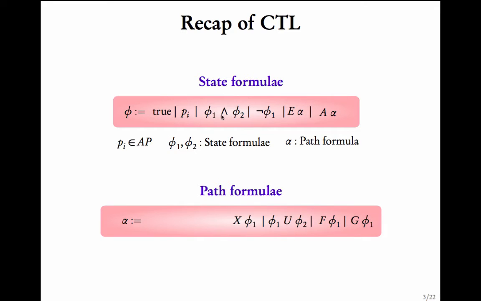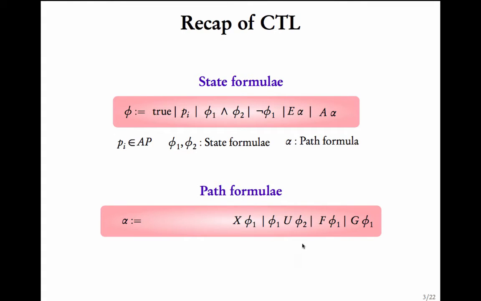Now, what about phi1 and phi2? phi1 and phi2 are state formulae. If both of them are true on a state, then this formula is true. Similarly, if phi1 is not true on a state, then not phi1 is true in that state. These are the new things introduced in CTL. This says that there exists a path from this state which satisfies a certain property given by the path formula alpha. This state formula says that from this state, if you look at all possible paths, all of them satisfy the path formula alpha.